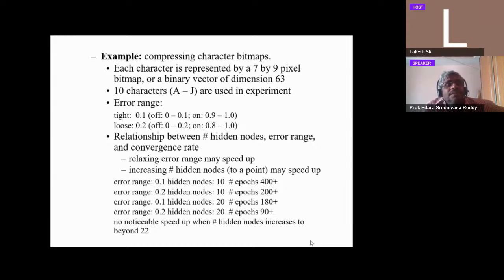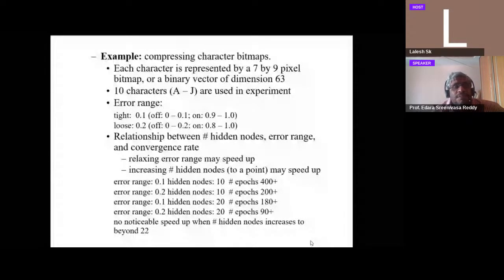Error range can be given tight or loose. And there is a relation between the number of hidden nodes, error range and convergence. Relaxing the error range may speed up convergence. Increasing the number of hidden nodes may speed it up. These are the practical applications we have given. Error range 0.1, hidden nodes 10, number of epochs 400; error range 0.2, hidden nodes 10, epochs 200 plus.